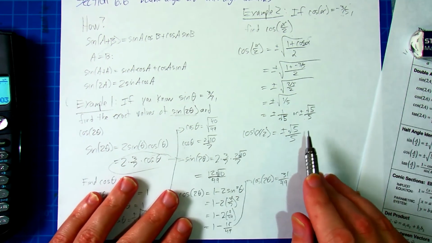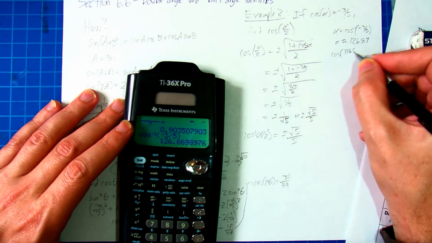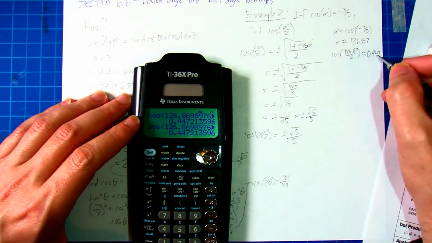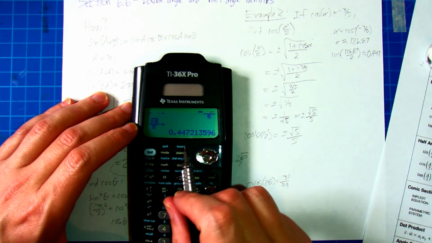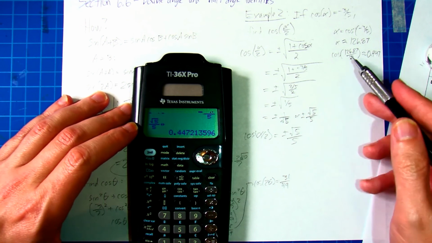But let's go ahead and check this on the calculator the same way we did. First, let's find alpha using inverse cosine. You get about 0.447. Let's see if this is the same thing. We get about 0.447. So it looks like this answer is right. We just found it exactly by going through the formula.